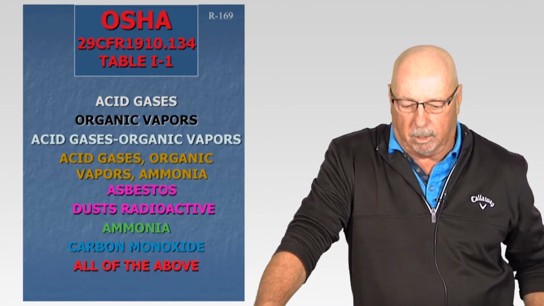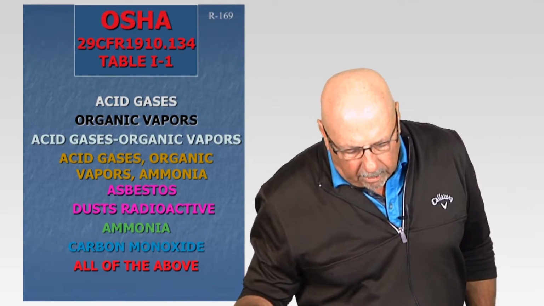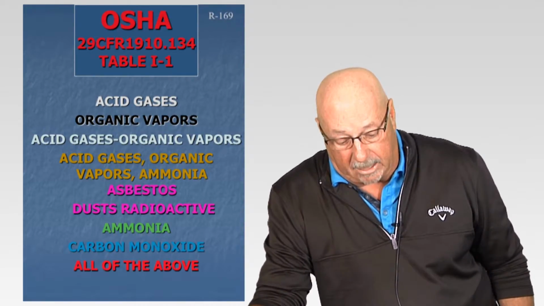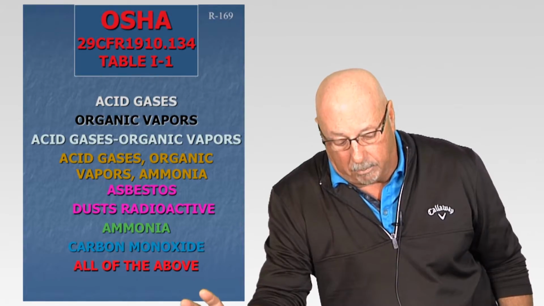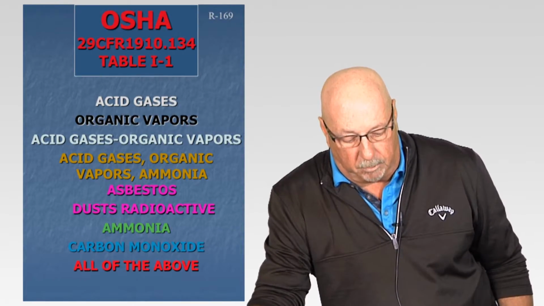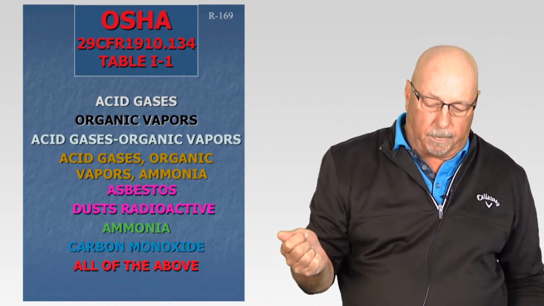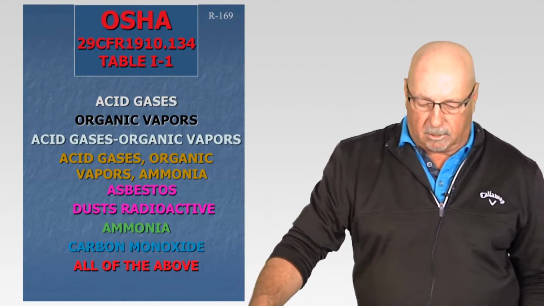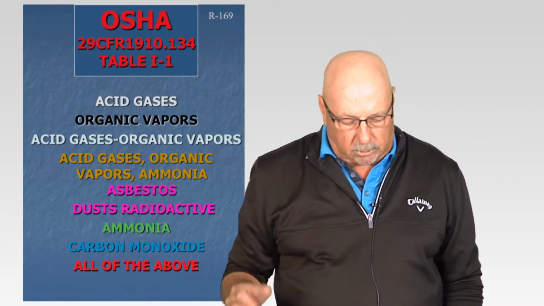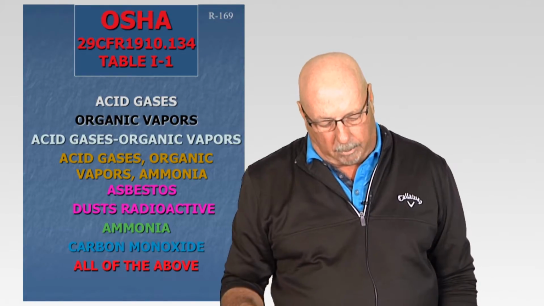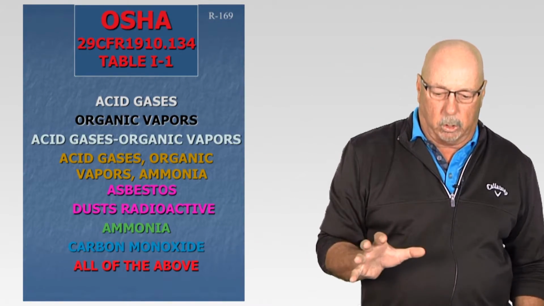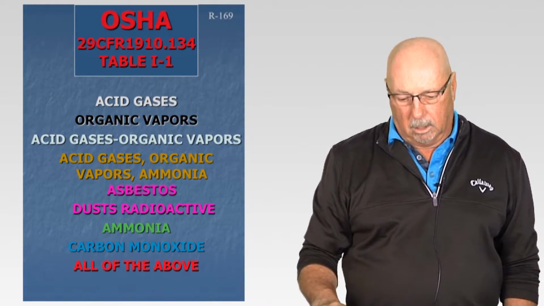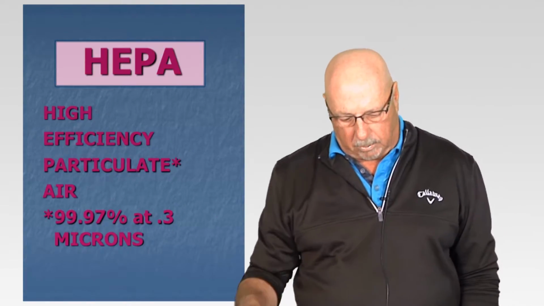A white cartridge is going to be for acid gases. Black is organic vapor. The white one, again, is the acid gas organic vapor combo. You can get combos. And then the orange is going to be an acid gas, organic vapor, and ammonia. The magenta is going to be asbestos dust and radionuclides. Green is going to be for ammonia. Blue is carbon monoxide. And then kind of the orangish color is going to be a multi-protective respirator that will protect against all of those substances above.